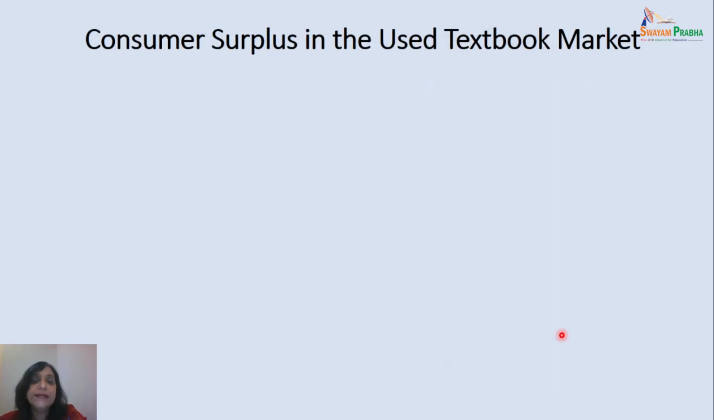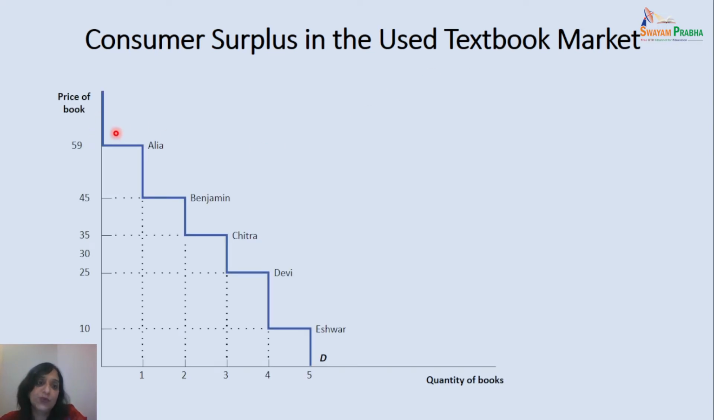Now, let us calculate the consumer surplus in this used textbook market. Again, we take the same graph from the previous slide using the table which we had drawn. Let us say this black straight line represents the current market price. That is, when these people go to buy this used textbook, they find that the price is 30 rupees. Now there is a difference between the price at which they were willing to pay and the market price which they actually have to pay.